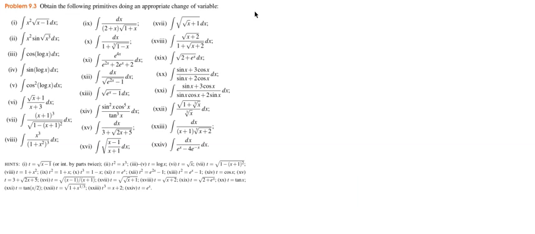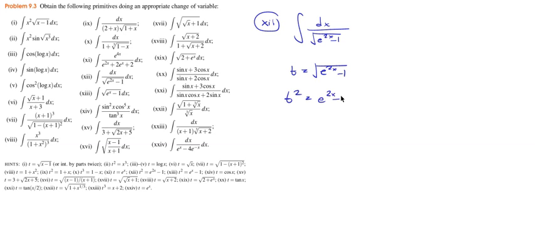Now we have part 12, the primitive of the square root of e to the 2x minus 1. Now, as always, we need to get rid of the square root, so t is the square root of e to the 2x minus 1, or in other words, t squared is e to the 2x minus 1. 2t dt is 2 e to the 2x dx, right? And now e to the 2x is t squared plus 1, right?